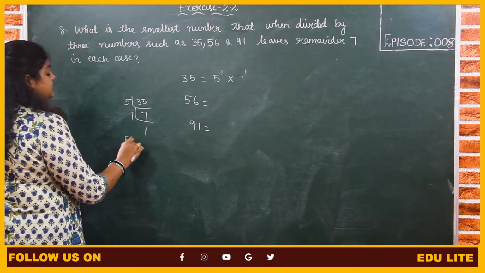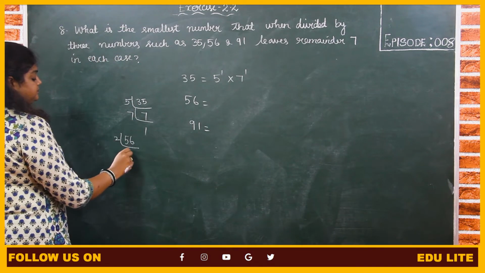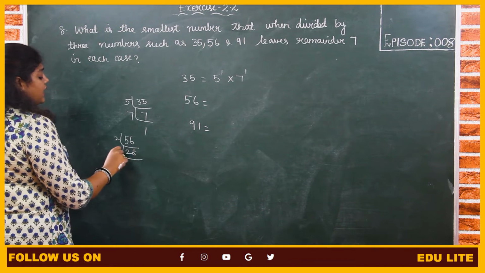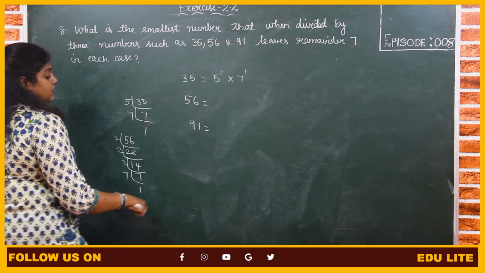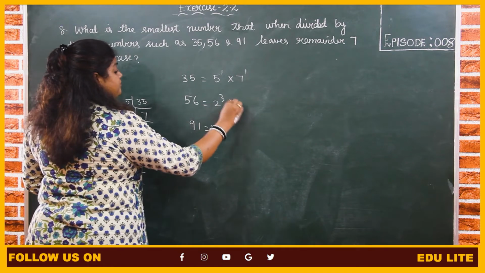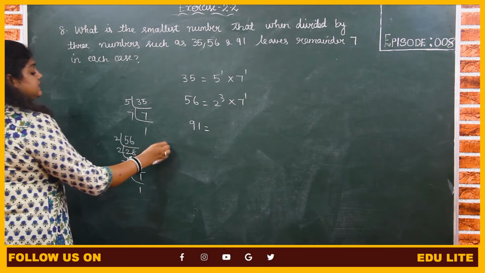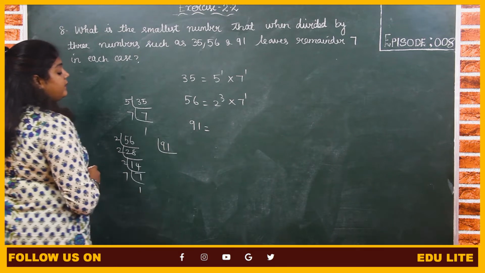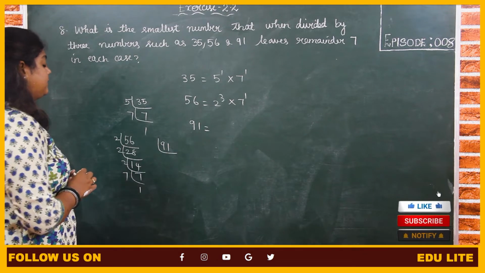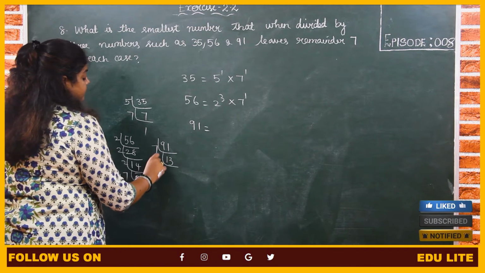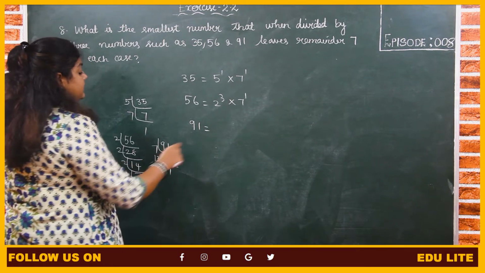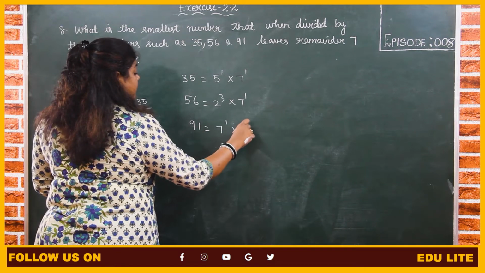Next 56: 2 times 28, 28 is again 2 times 14, which is 2 times 7. So 2 cube into 7 power 1. Next it is 91. For 91 I can choose the least prime number as 7, and then 13. So it can be written as 7 power 1 and 13 power 1.